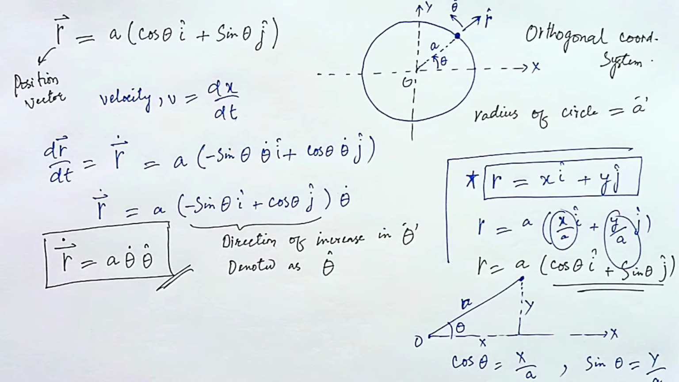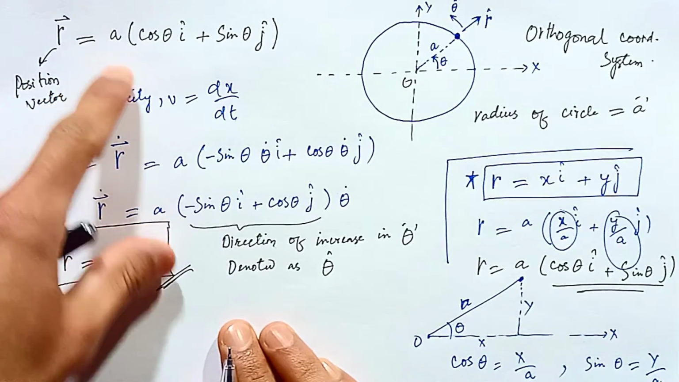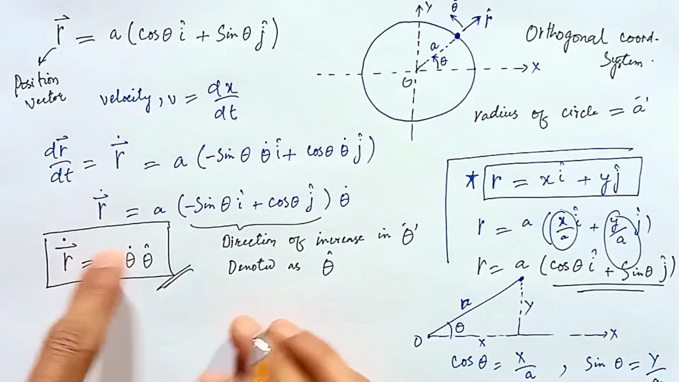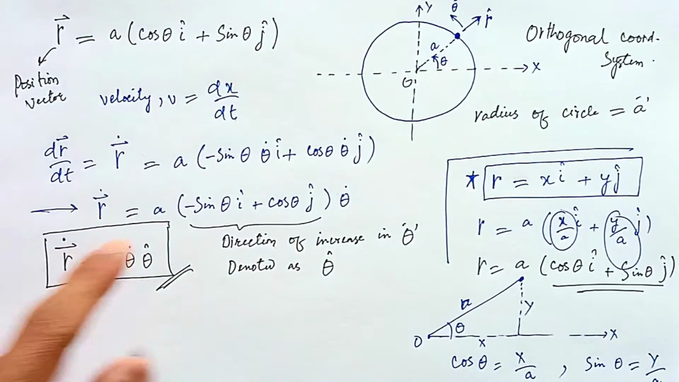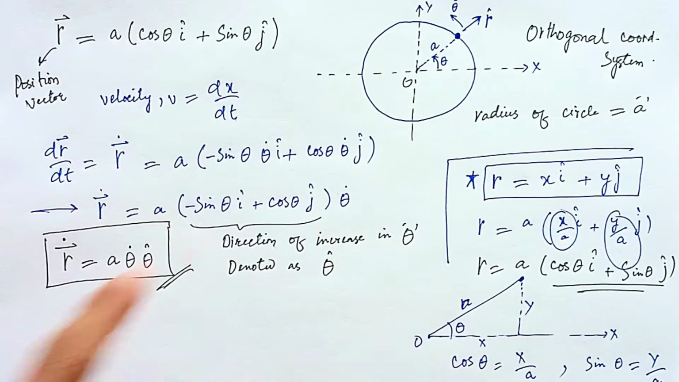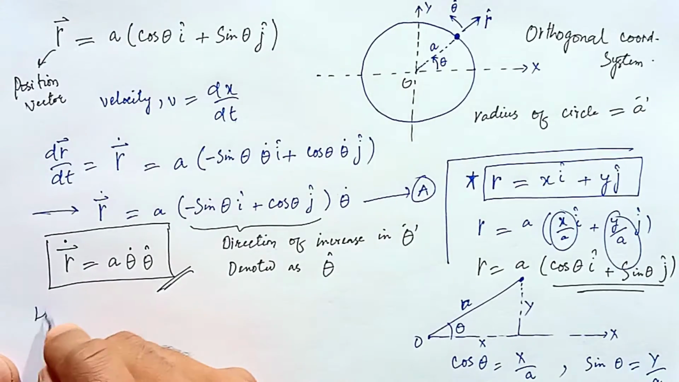Now we have to calculate the acceleration, and acceleration means the double differentiation of the position vector. So the first differentiation we got this. Now we have to differentiate it again. We will differentiate this very equation again with respect to time. Say this is equation A.